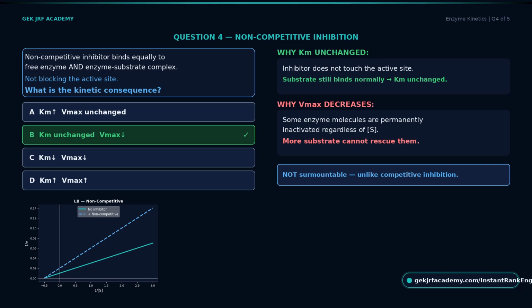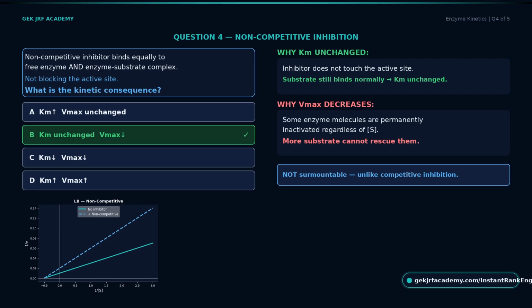In non-competitive inhibition, the inhibitor binds equally to both the free enzyme and the enzyme-substrate complex. It is not competing for the active site. Option A, Km increases, Vmax unchanged. Option B, Km unchanged, Vmax decreases. Option C, both Km and Vmax decrease. Option D, both increase. The answer is B.